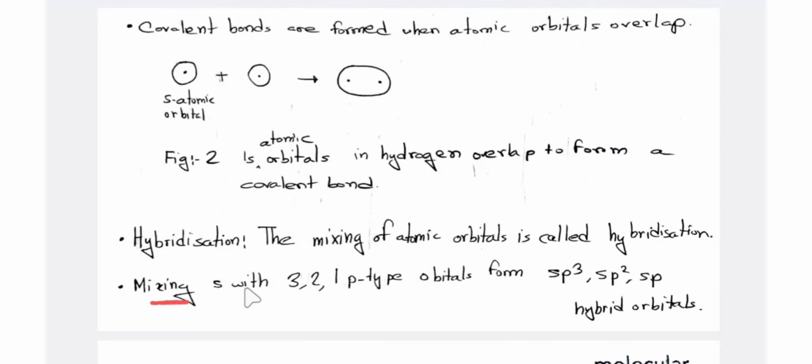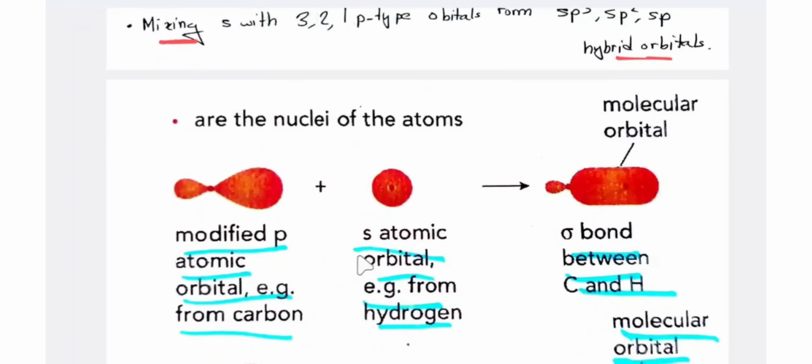Mixing s with three p orbitals forms sp3, s with two p orbitals forms sp2, and s with one p orbital forms sp hybridized orbitals. And what is hybridization? Hybridization is the mixing of atomic orbitals. That is, when two atomic orbitals are mixed, hybridization occurs.